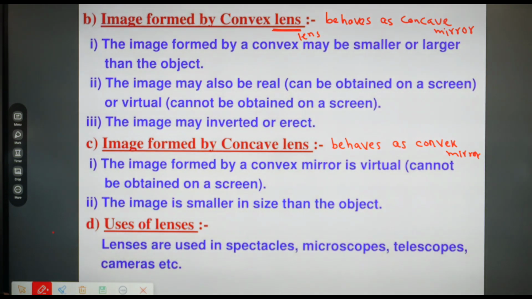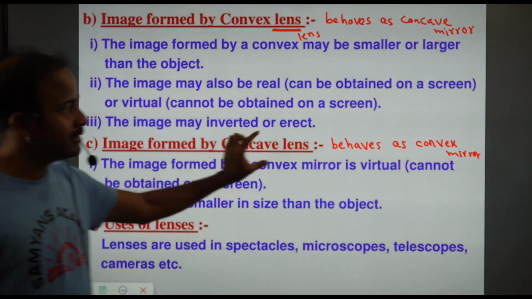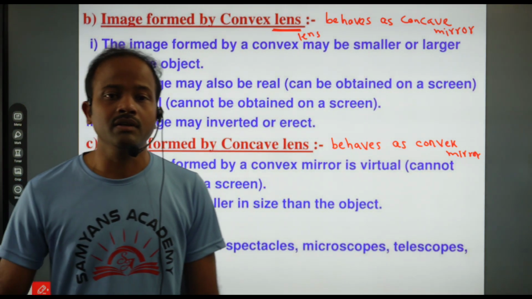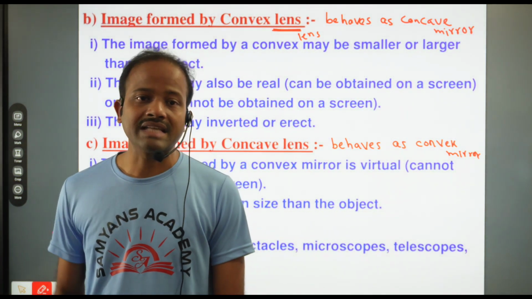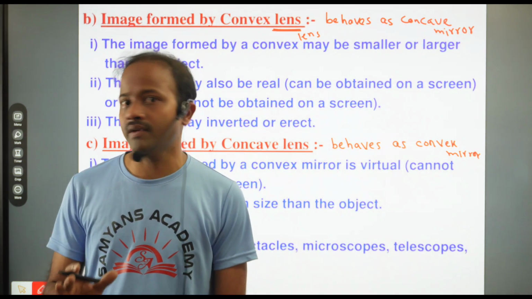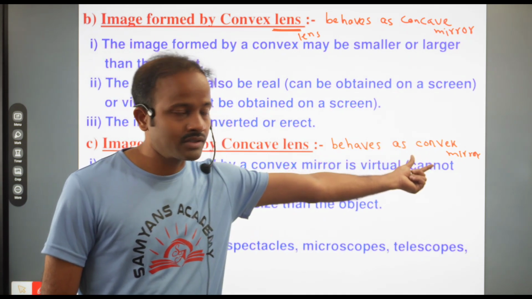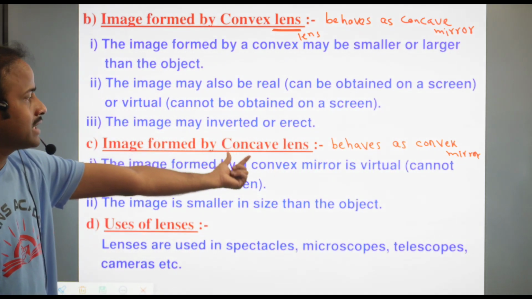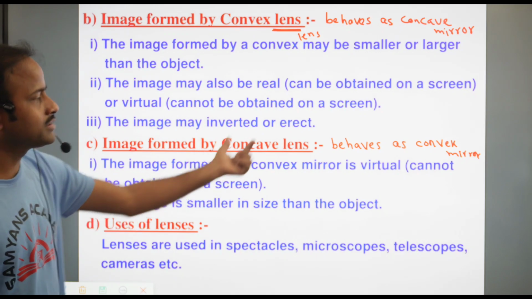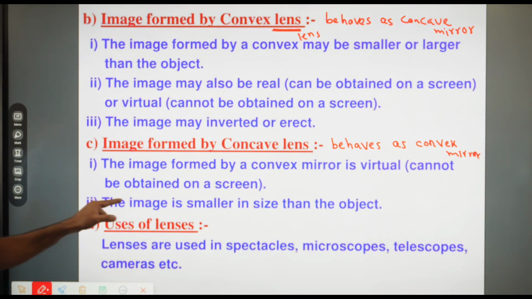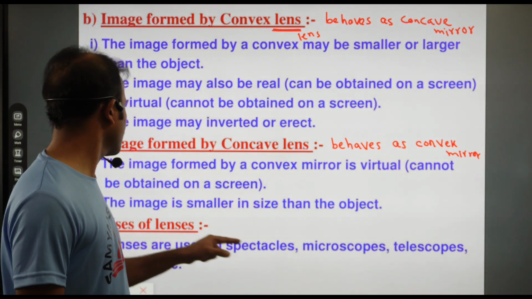Next, the image formed by a concave lens. This concave lens behaves as a convex mirror. Where can we use the convex mirror? We use it as a vehicle side mirror. Remember, the convex mirror is used as a vehicle side mirror, and the concave lens behaves as a convex mirror. The image formed is virtual and cannot be obtained on a screen.